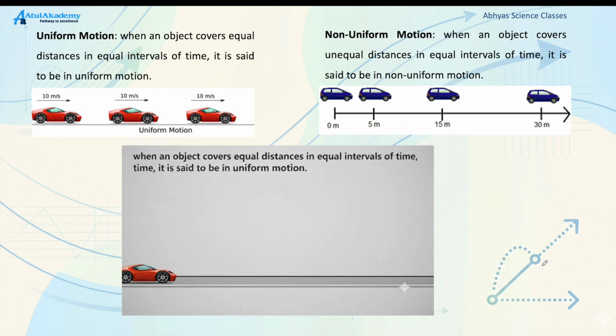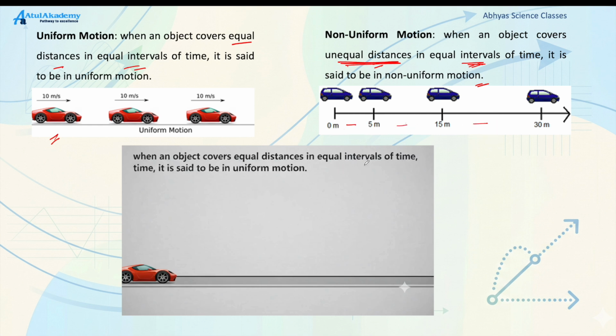Uniform motion. When an object covers equal distances in equal intervals of time, it is said to be in uniform motion. When an object covers unequal distances in equal intervals of time, then it is said to be non-uniform. So this definition is important here: equal distance, equal interval; unequal distance, equal interval. Here, in the same time period, the distance traveled is less. Here it is 10 meters, here it is 15 meters, so it's changing.